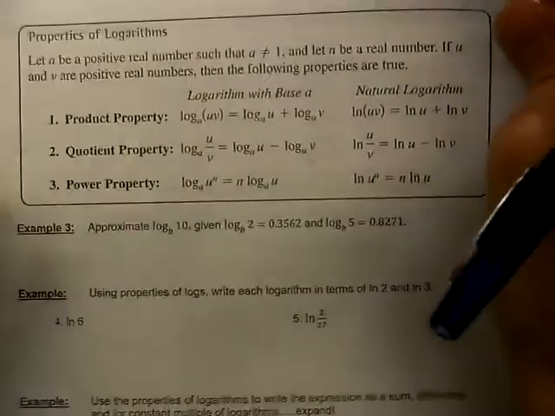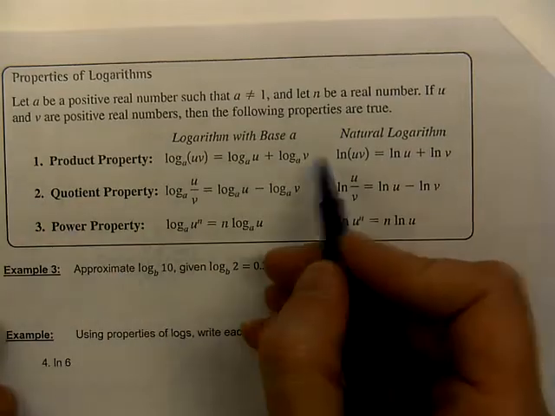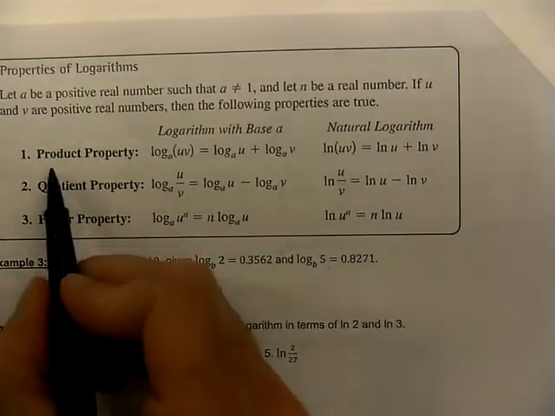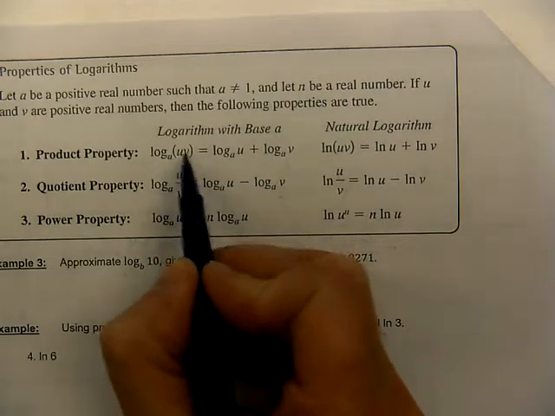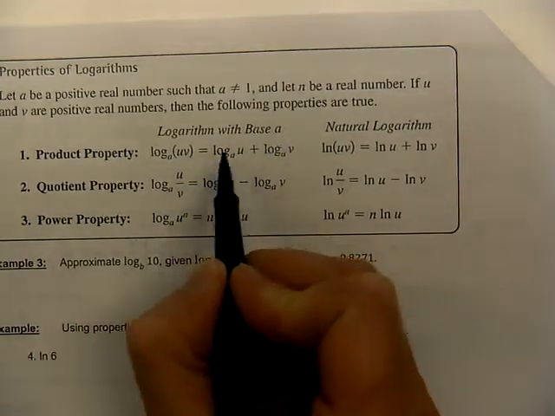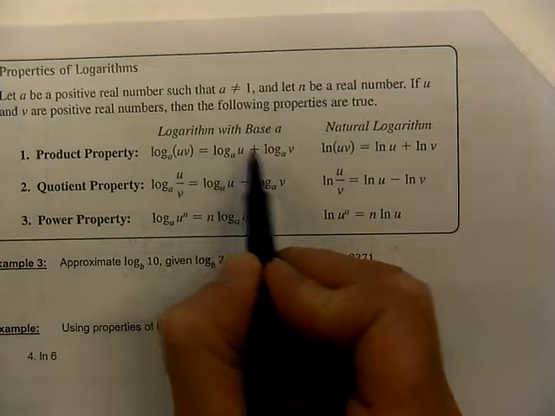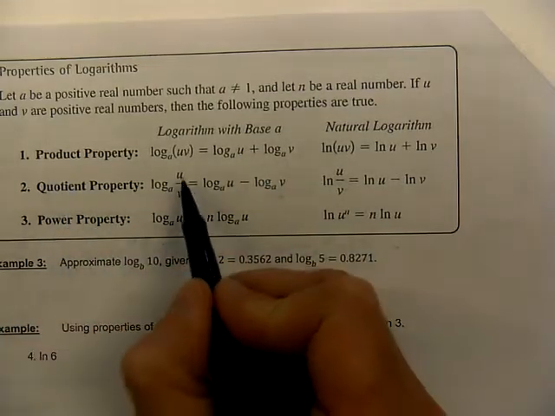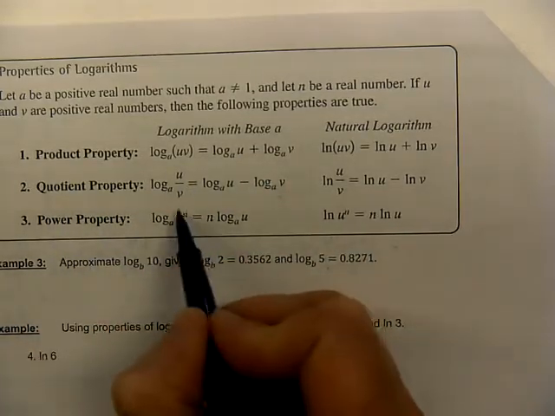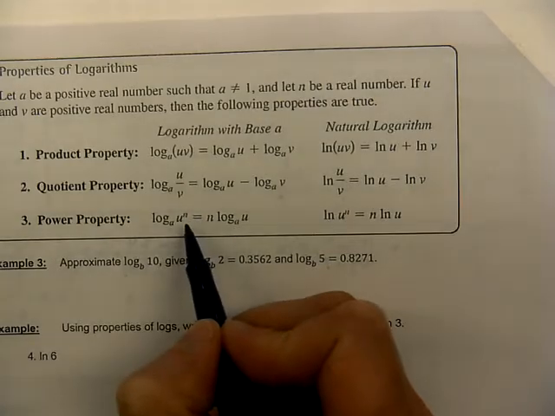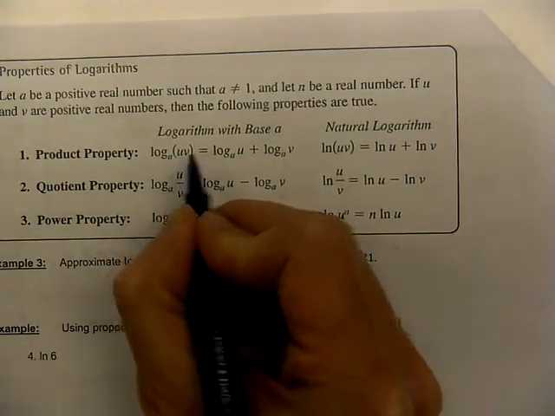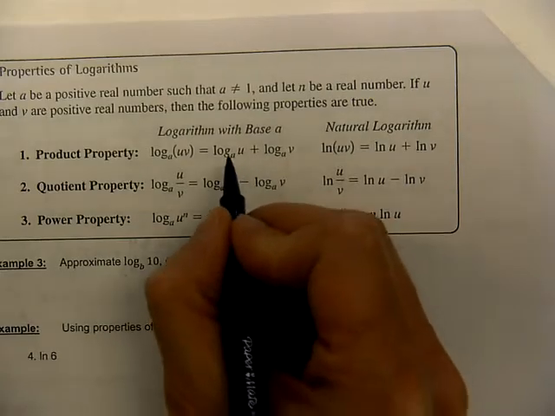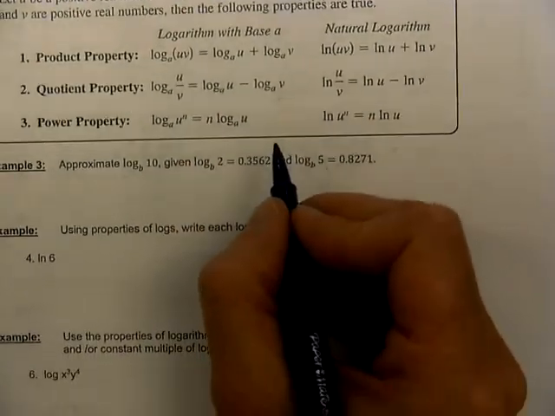All right, here at the top of the page are those properties presented all over again. We call this the product property because we are multiplying. Factors are multiplied together, and when you expand them out, you get a separate logarithm for each factor. The quotient property is the result of division, and the power property is when you have an exponent. Recall that for every factor, you have to expand it out. So the trick is to keep looking for factors. Here are a few examples.